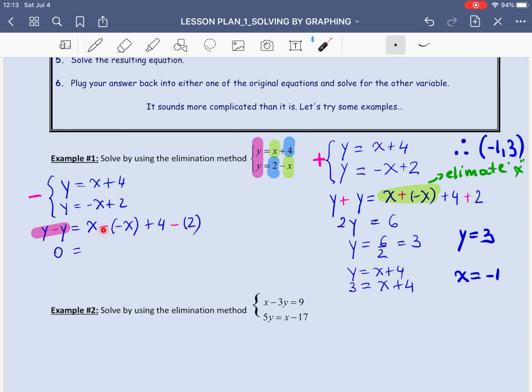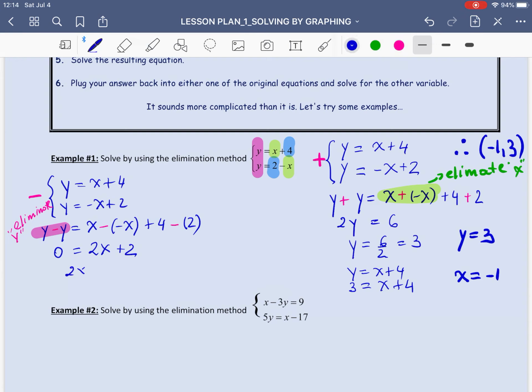Very often people right away say, oh, that's 0. Like x minus makes a plus. So that is technically x plus x. So that's 2x. 4 minus 2 is 2. So see how we eliminated the y variable here, okay?